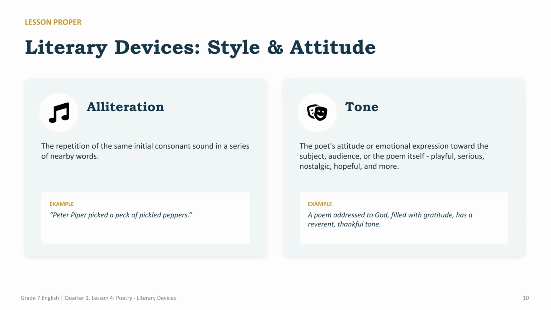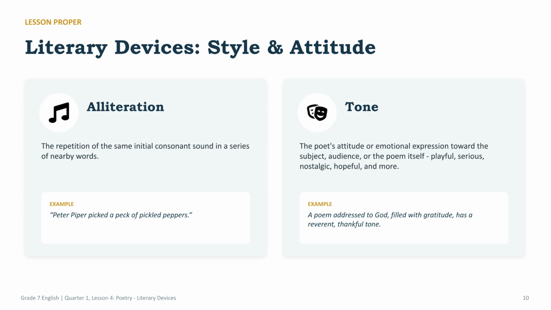Let's tackle two devices about style and attitude. Alliteration is the repetition of the same initial consonant sound in a series of nearby words. You've probably heard this tongue twister before. Peter Piper picked a peck of pickled peppers. Say that 5 times fast. Notice how almost every word starts with that same P sound. That repetition is alliteration, and poets use it to make lines catchy and musical.